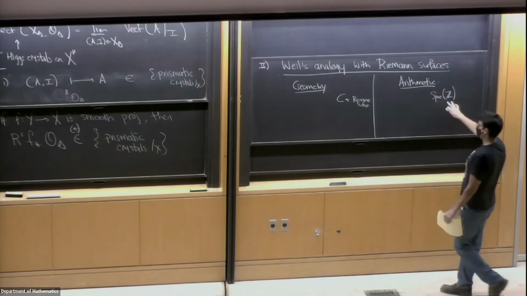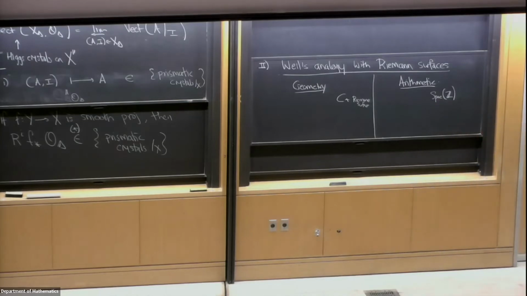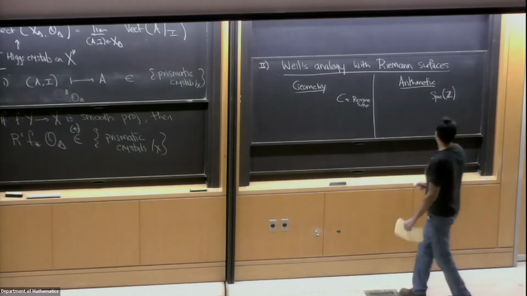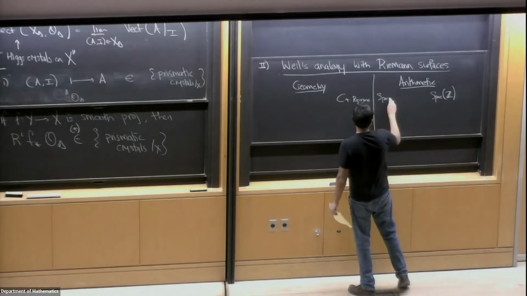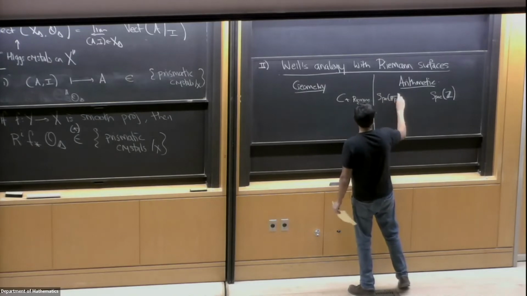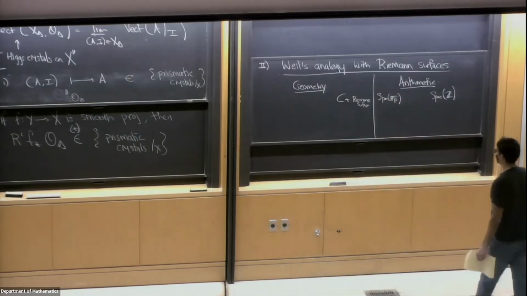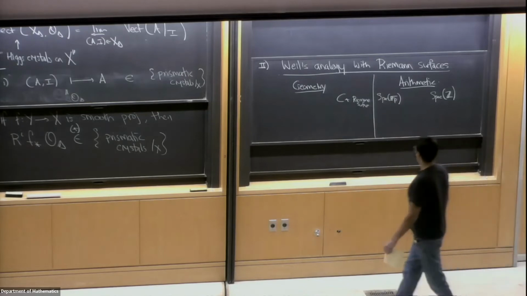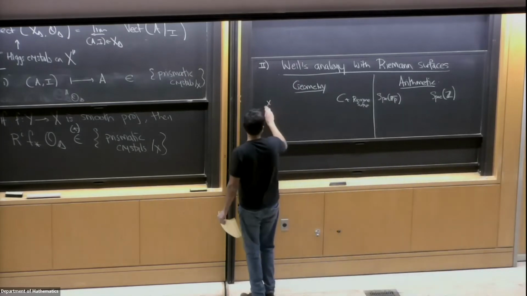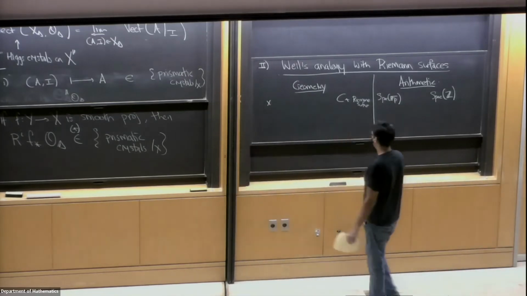The points of Spec Z are given by the usual prime numbers inside the integers, together with one funny point, which we'll ignore. In particular, we have a distinguished point, which is given by the prime that we fixed. So Spec of F_p. And that corresponds, on this side, to just fixing a point in the Riemann surface.